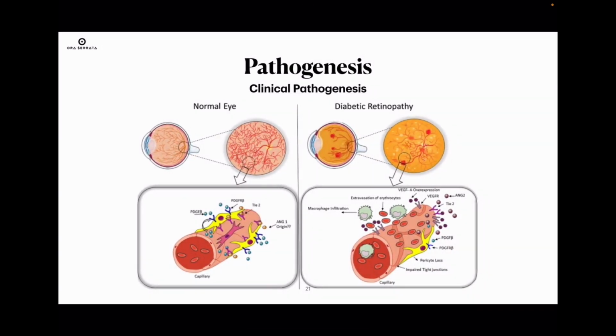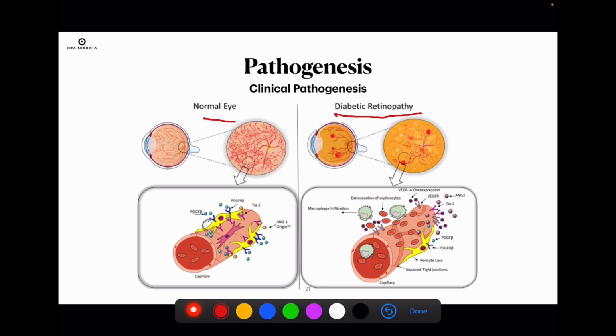So this is just a comparison of a normal eye and an eye with diabetic retinopathy. In a normal eye, all the components are intact and there is no leakage of fluid or proteins. However, in diabetic retinopathy, due to all the dysfunctions that I had described before, there is infiltration of RBCs, there is leakage of fluid, there is pericyte loss, there is migration of inflammatory cells, macrophages, all of which present with the clinical features of diabetic retinopathy.